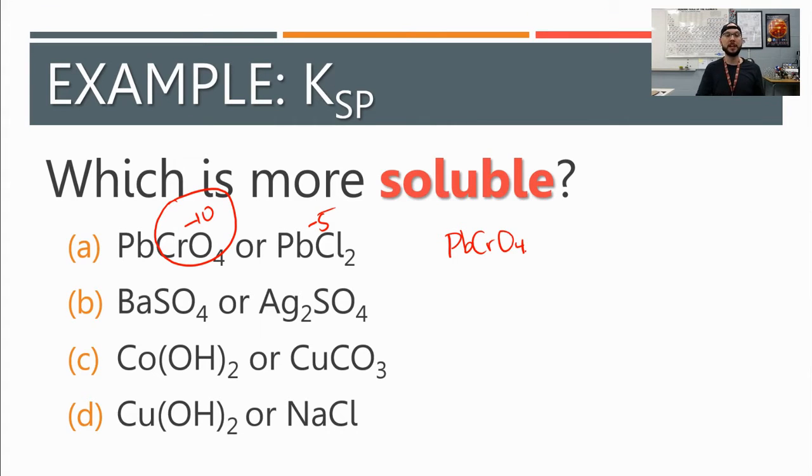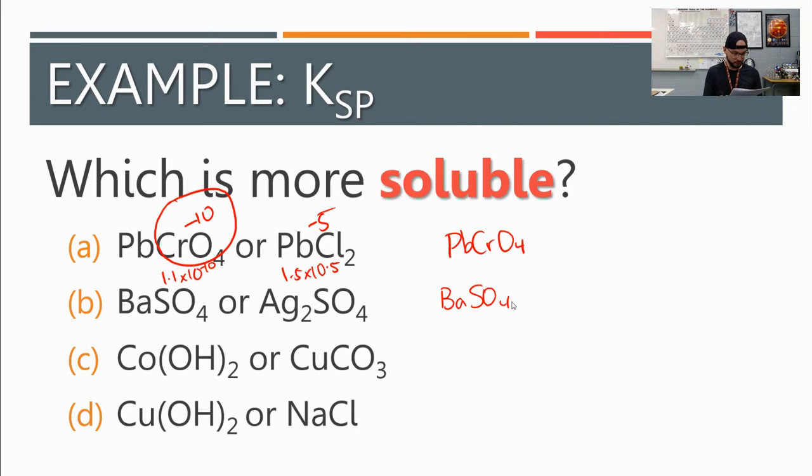So barium sulfate or silver sulfate. Again, I'm just going to write the magnitudes here. So barium sulfate is 1.1 times 10 to the negative 10, and silver sulfate is 1.5 times 10 to the negative 5. We got that same situation there. So again, barium sulfate, much less soluble, or much more insoluble.